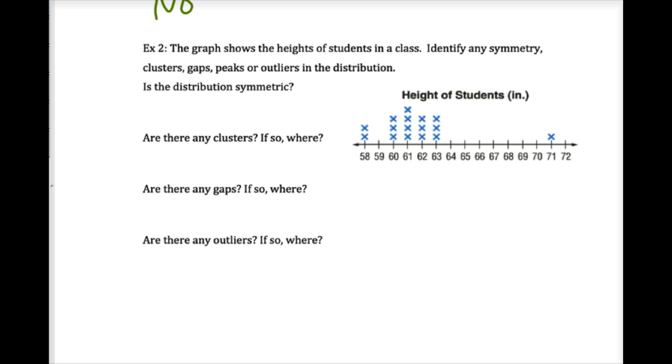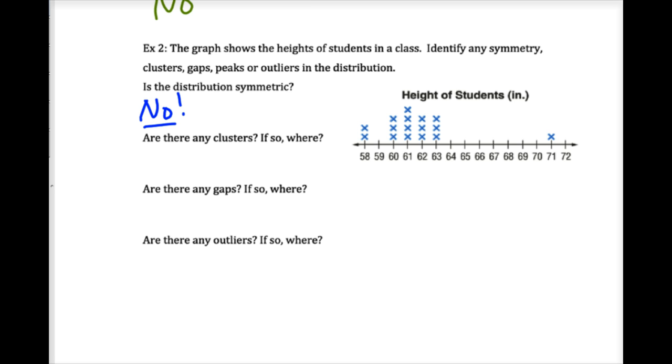You're right. All right, now the graph shows the heights. Let's say we took the height of all the kids in here. Let's talk about symmetry, clusters, gaps, peaks, and outliers. Okay, is that symmetrical? No. Okay, it's got to be almost perfect symmetry to say yes. That one's kind of, but then this one's messed up, and there's way too many to the left.